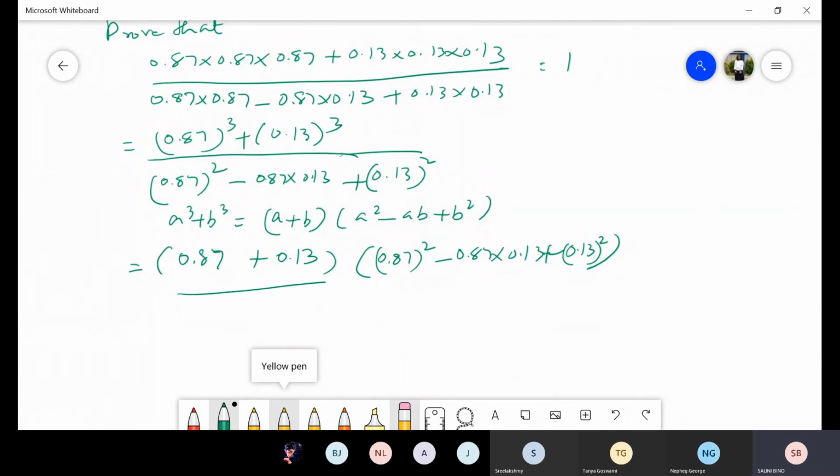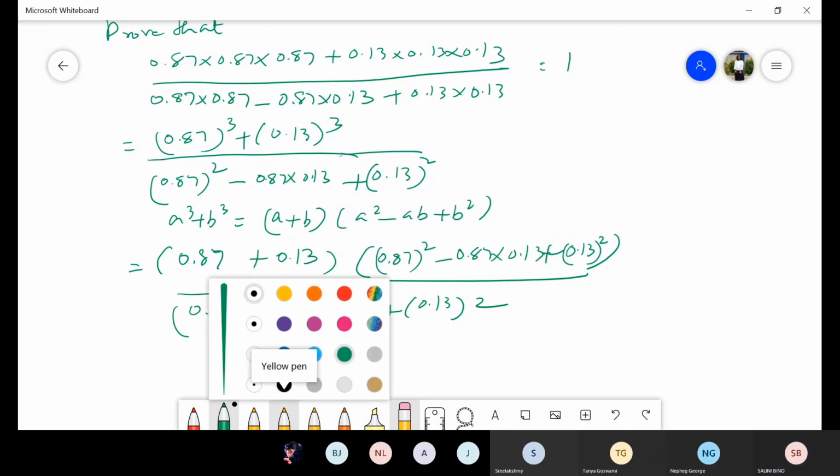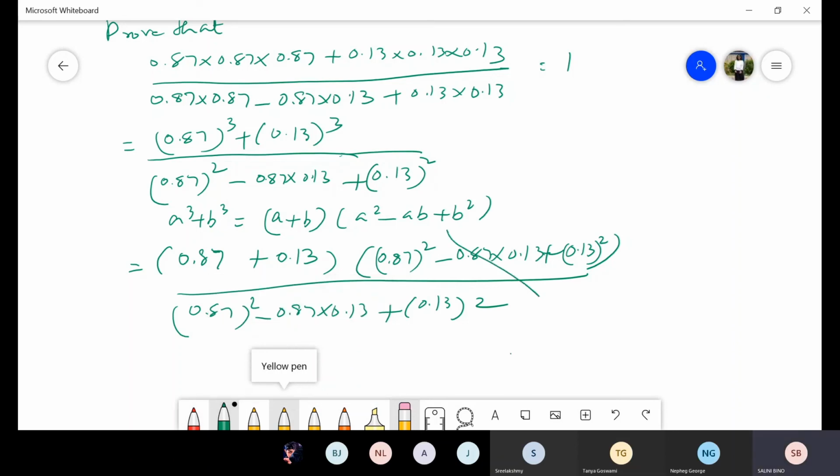What about the denominator? Denominator 0.87 the whole square minus 0.87 into 0.13 plus 0.13 the whole square. Now look at the question. See, these two terms you can cancel out, right? Cancel these two. Can we cancel this one and this one? We can cancel, right? Both are same terms only.